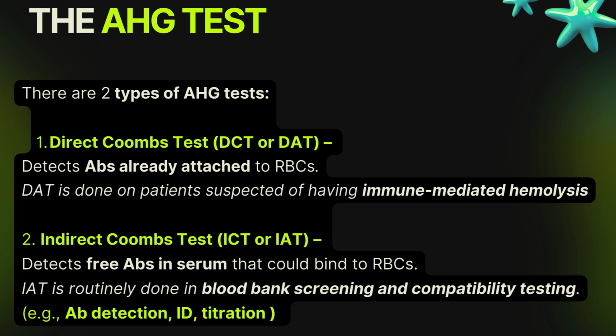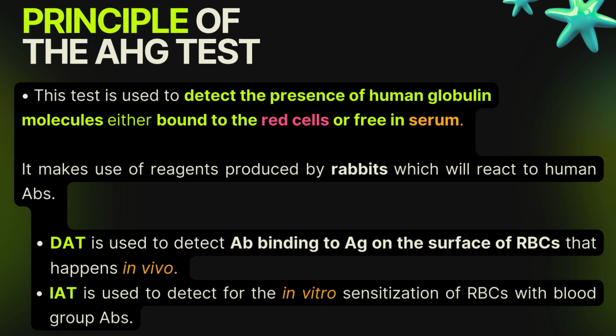So it's important to highlight how these tests fit into the broader clinical settings. So, in summary, your direct Coombs test is reactive, addressing issues as they arise, while the indirect test is proactive, safeguarding against future complications. So, this understanding is vital in both clinical diagnosis and prevention. So the AHG test is pivotal for detecting human globulin molecules, whether they're bound to red cells or free floating in serum. So it employs reagents from rabbits that specifically react with human antibodies.